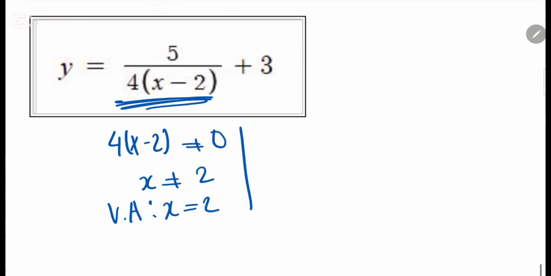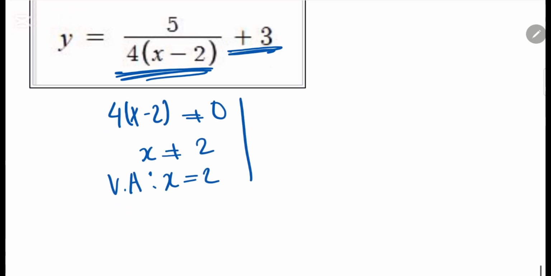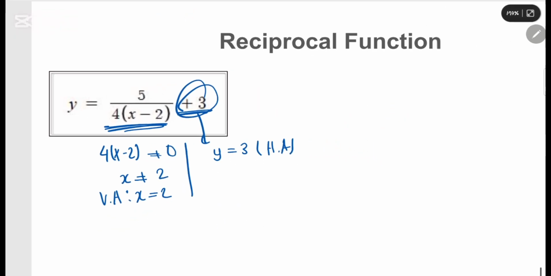And your horizontal asymptote is basically this value here. So that's your horizontal asymptote. Your vertical shift right there. That's your horizontal asymptote.